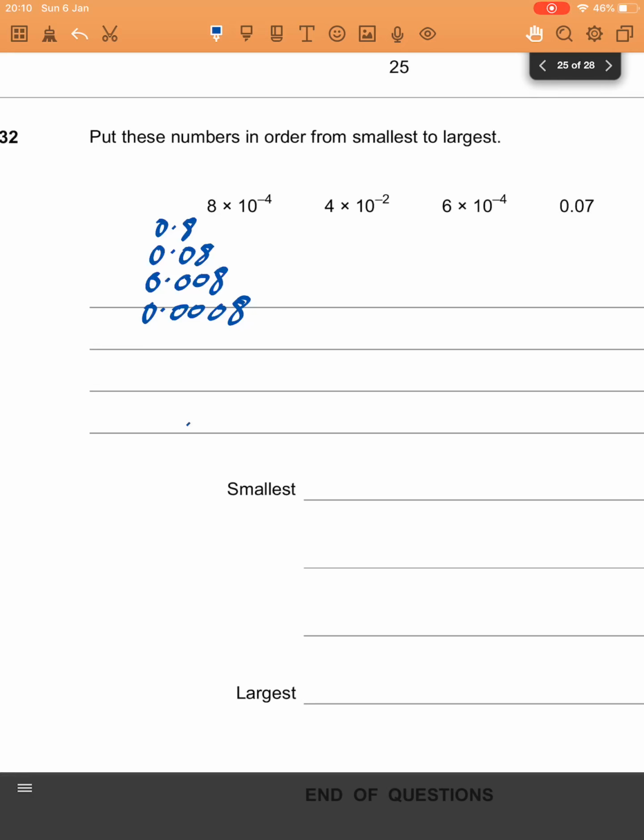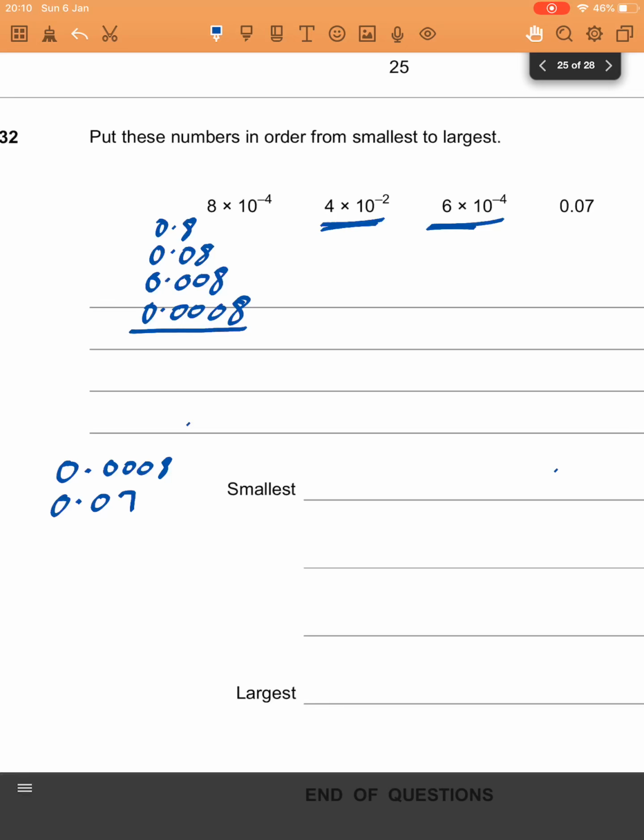Clearly that is a lot smaller than 0.07. Do the same for the second number, same for this number, same for this number, and then you'll be able to compare them. To compare them easily, put them vertically above each other with the decimal points in the right place. So 0.0008. These two still need working out, but if I was going to write it with the last one, 0.07.